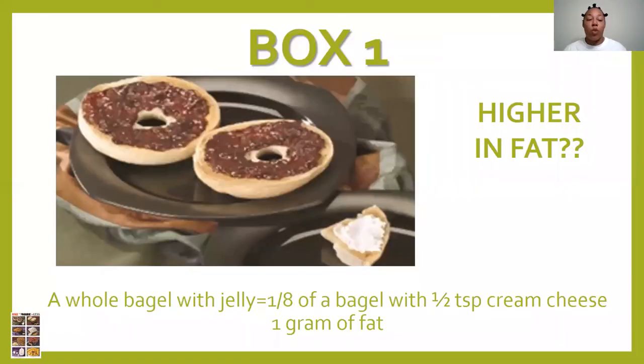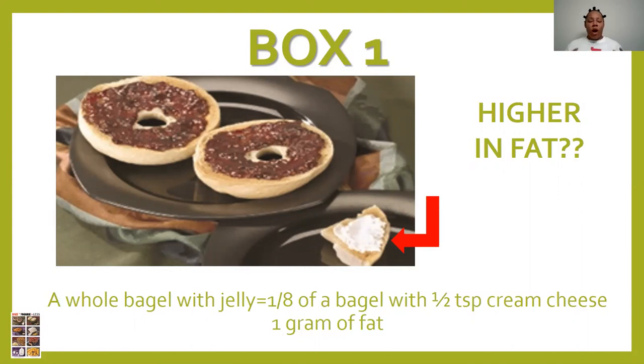All right, box 1. First we have a whole bagel with jelly, and then we also have an eighth of a bagel with half a teaspoon of regular cream cheese. Both of these are equal to 1 gram of fat. With that being said, which one do you think is higher in fat? Are you ready for the answer? If you thought that the smaller piece of bagel was higher in fat, then you were correct.